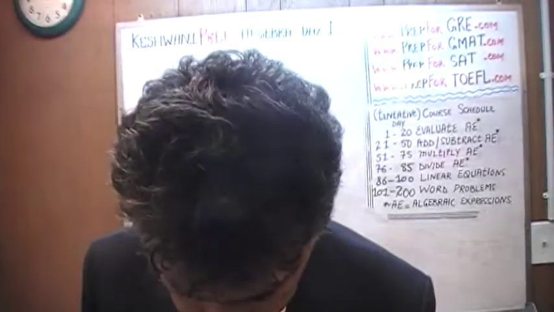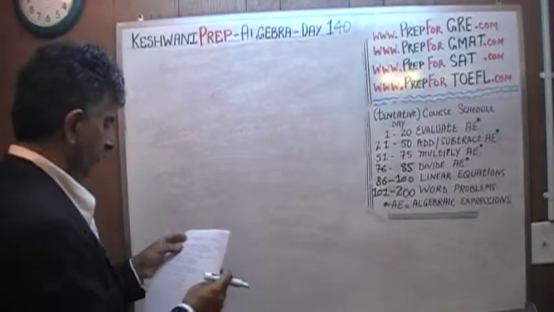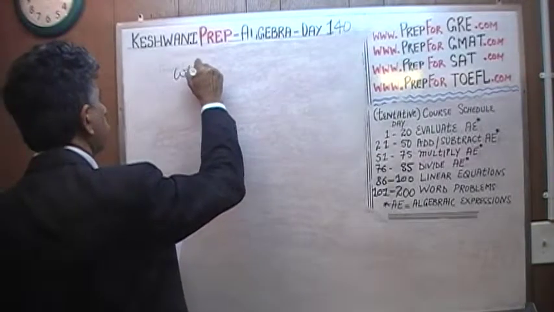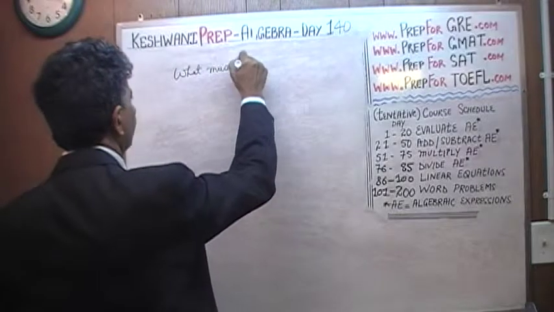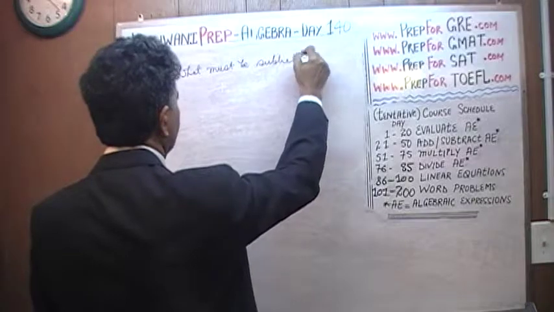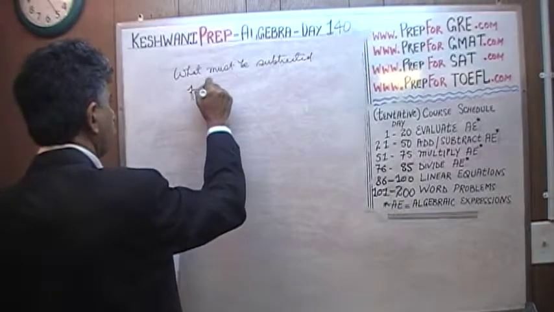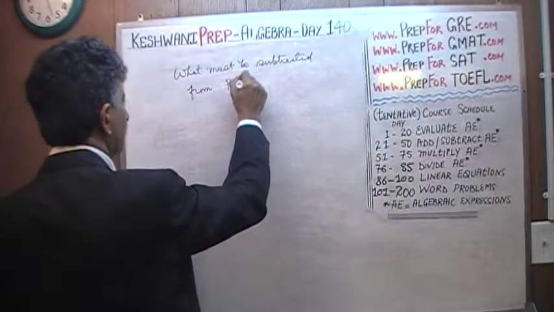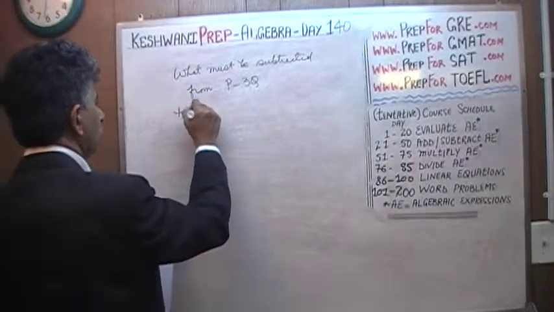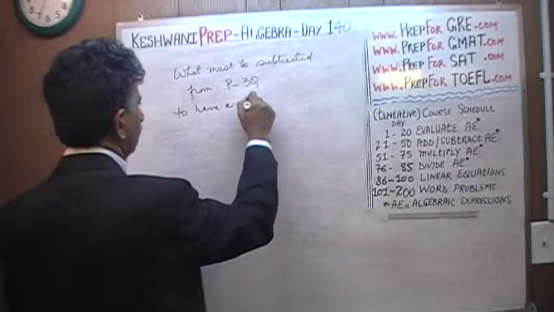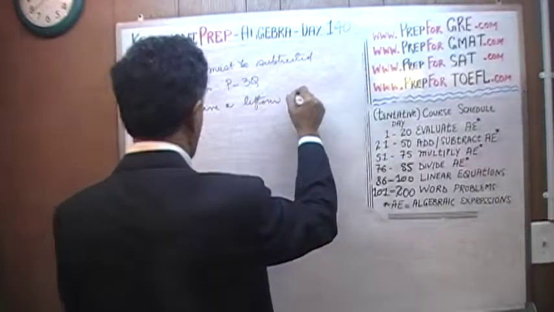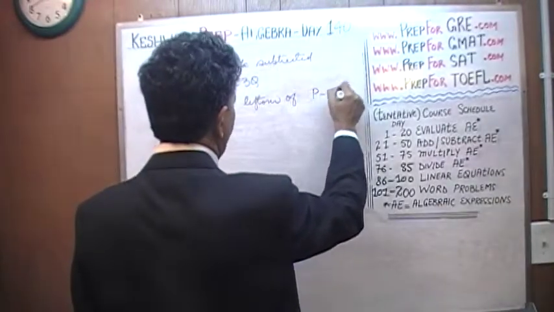Here's the question for today. What must be subtracted from p minus 3q to have a leftover of p minus 5q?